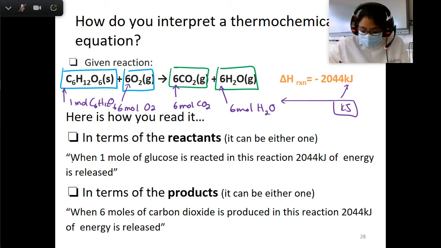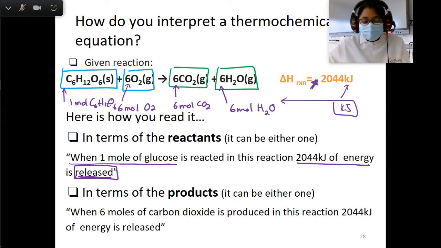So you can read it as when 1 mole of glucose is reacted in this reaction, 2044 kilojoules of energy is released. The reason that we say released is because there's a negative sign right there. A negative sign indicates energy being lost from your reaction, so released into the environment. If you read it in terms of the products, you can read it as when 6 moles of carbon dioxide is produced in this reaction, 2044 kilojoules of energy is released. Each of these components has a relationship with the enthalpy term.